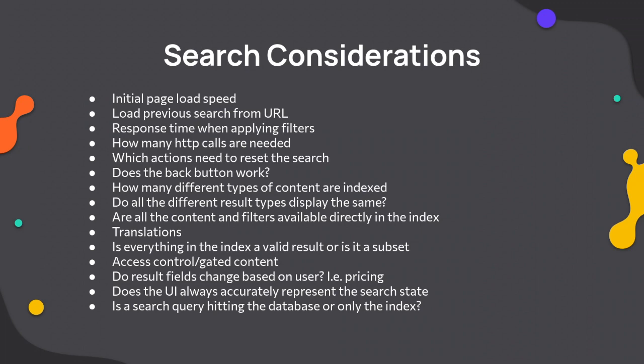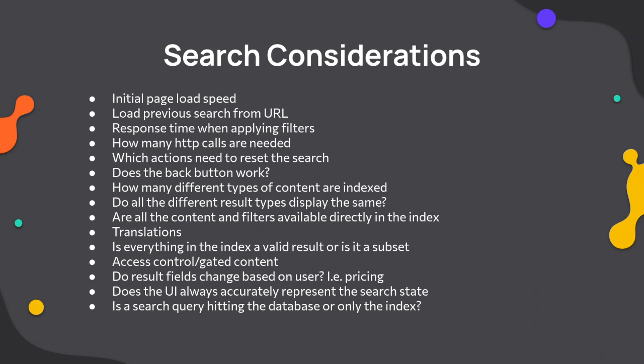Does the UI always accurately represent the search state? When the user is clicking around, can they get into a situation where what they've clicked does not represent the results that they're actually seeing? I've actually managed that quite a few times with facets and views and Ajax, where I click things and they look right, but then you actually go looking and they're not right. So that's a tricky one, and you just want to be aware of it and make sure you're searching for it. And as we were talking about a little bit earlier, is a search query hitting the database or only the index? This is a long list, and this is a list I came up with very quickly.